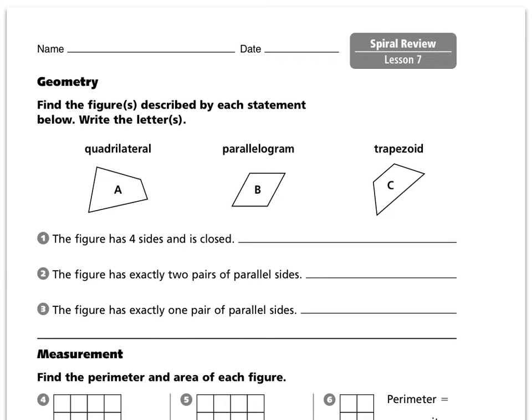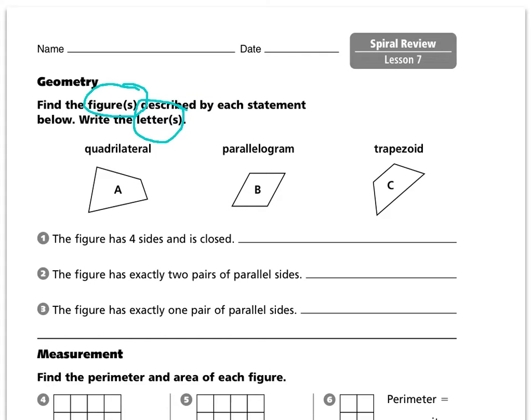Let's look at Chapter 7, Lesson 7 review. Find the figures described by each statement below. Write the letters. Keep in mind it could be one figure or two, by adding that S, so it could be one letter or two letters that you're going to write on the line, or it could even be three. So I have a quadrilateral, I have a parallelogram, and I have a trapezoid.